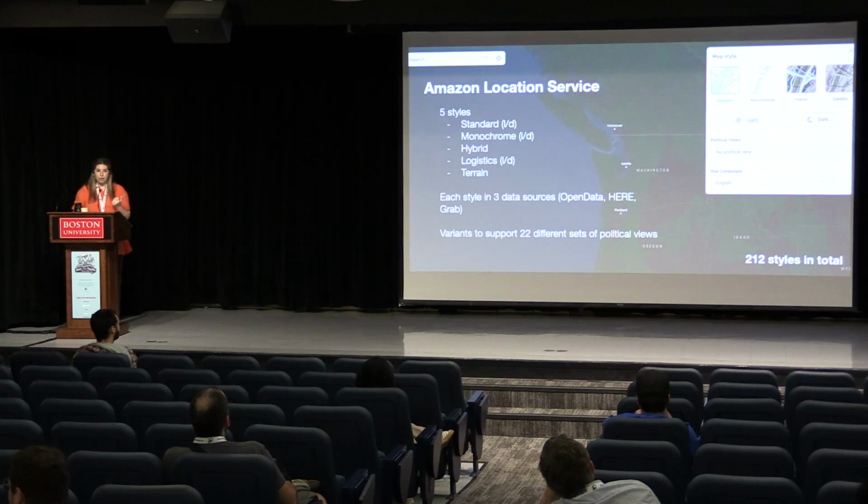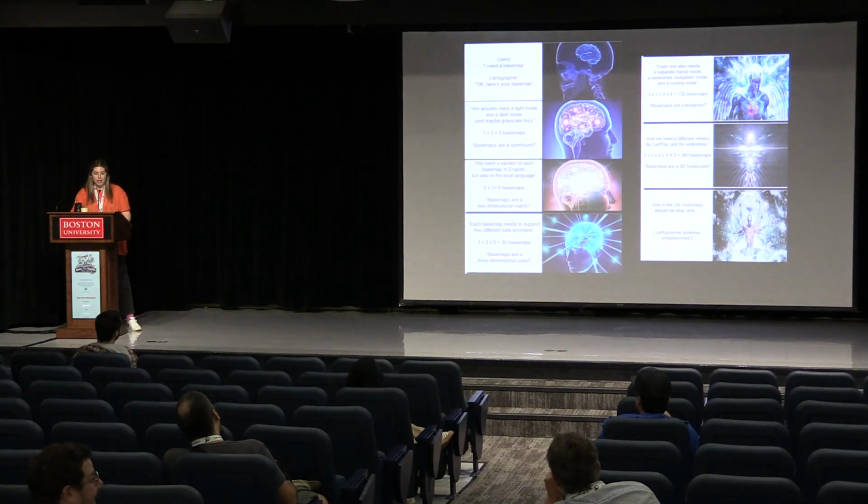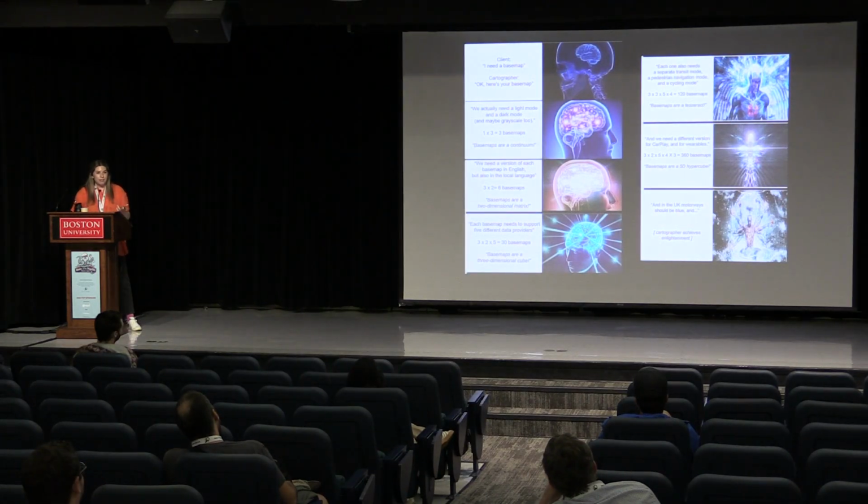A client I can talk about is Amazon Location Service, or AWS. I made this slide a month ago, and it was true then that we managed 212 styles for them, but actually now it's 282 styles because we added some. I won't list them all here, but if you had to edit all of those manually, that would suck. That would take a long time. So this is a much easier system to work with. And so that is how we handle the Tesseract at Stamen.